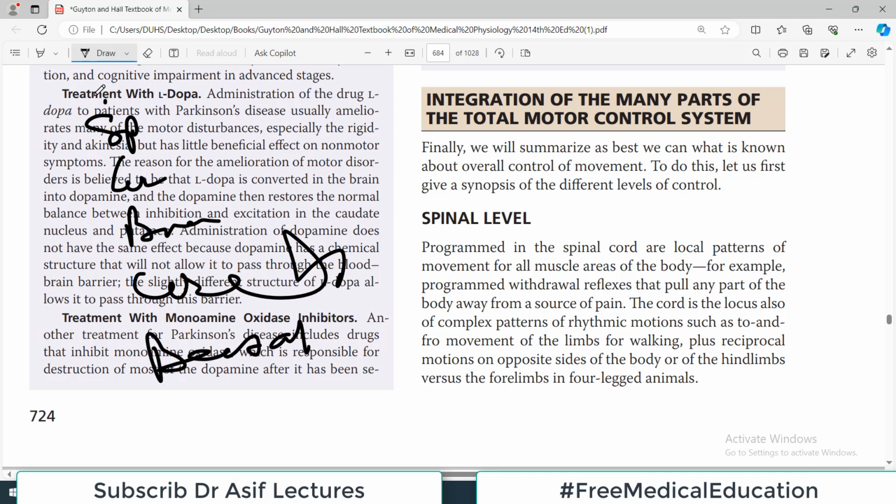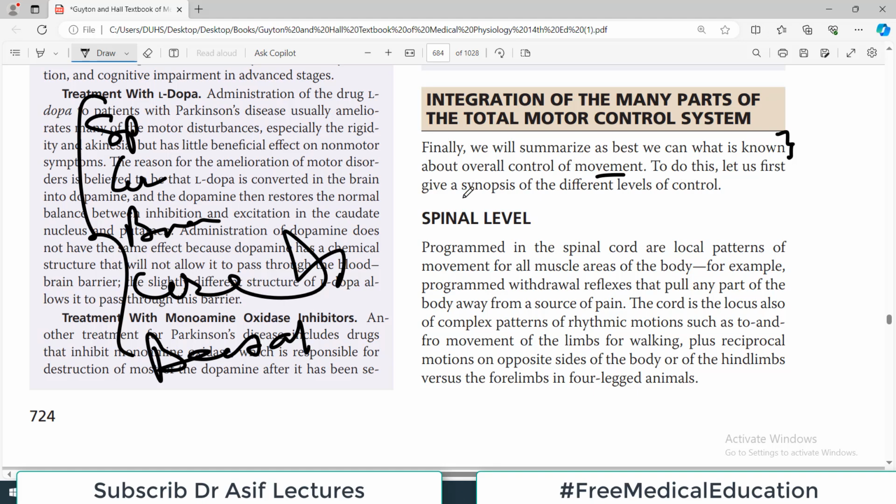Now, all these, they are not working in individuality. So they all work in concert. And this is now the time that we will talk about the integration of different steps, how this is done. Different parts of the central nervous system, they integrate with each other. So finally, we will summarize as best as we can what is known about the overall control of the movement. So that's a very important statement because we know very little.